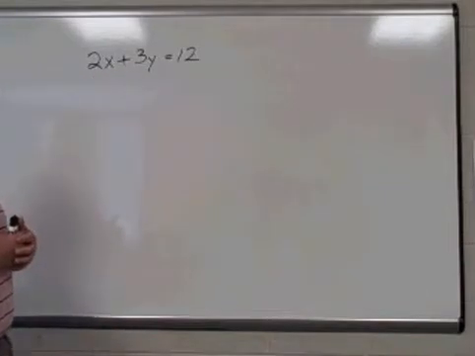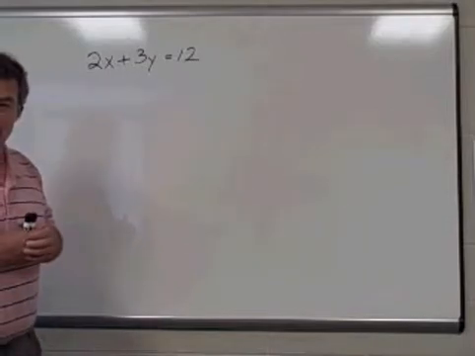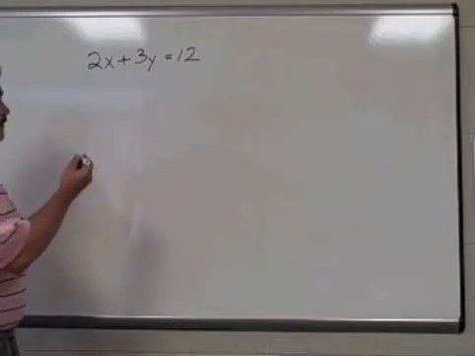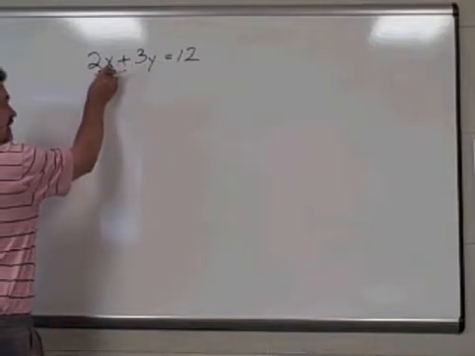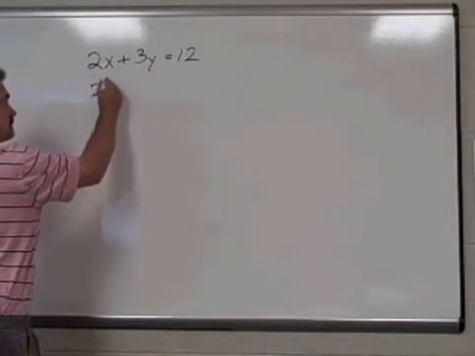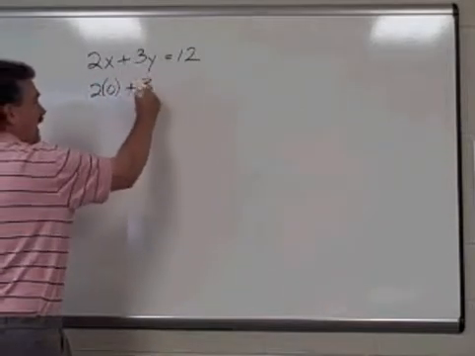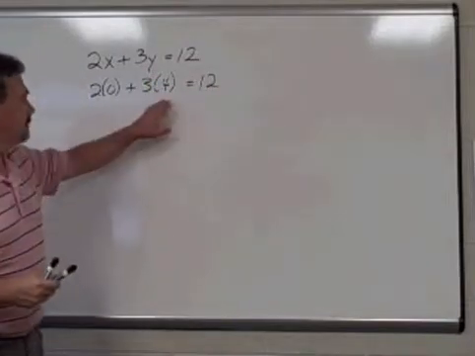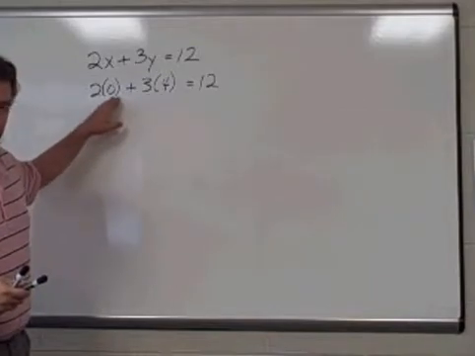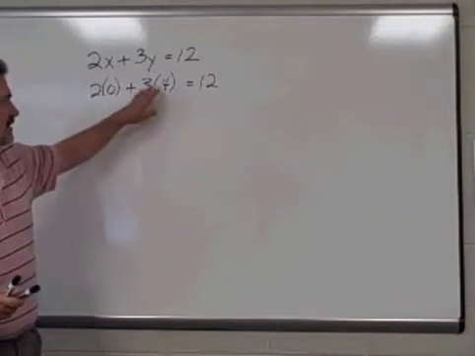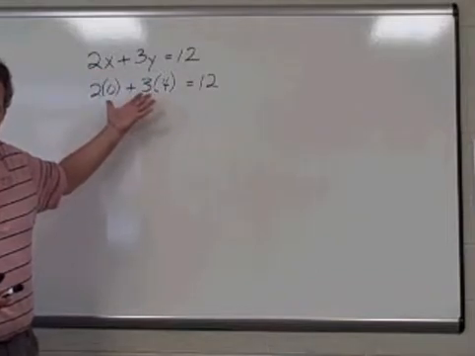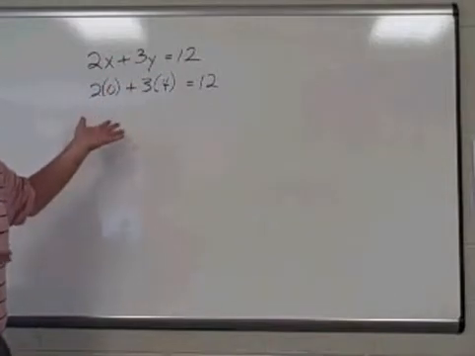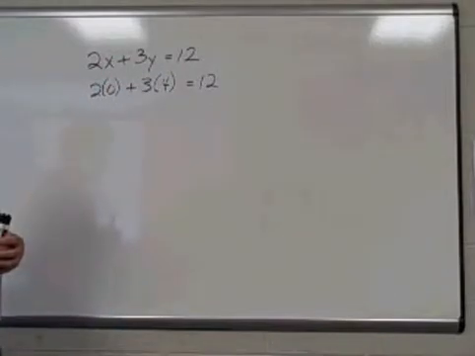Now, if we think about that a little bit, we probably could come up with some solutions just by inspection. One possible solution would be if we were to let x be 0 and let y be 4. That would make the left-hand expression become 12, wouldn't it? 2 times 0 is 0, 3 times 4 is 12. 0 plus 12 is 12.